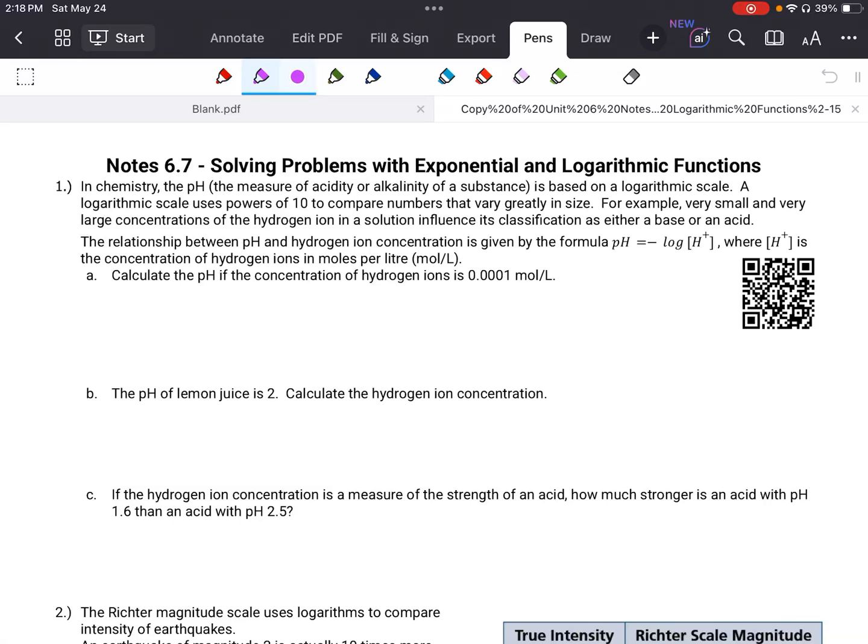Hello, this is our last note of our exponential and logarithmic function unit. Today we'll be solving word problems.